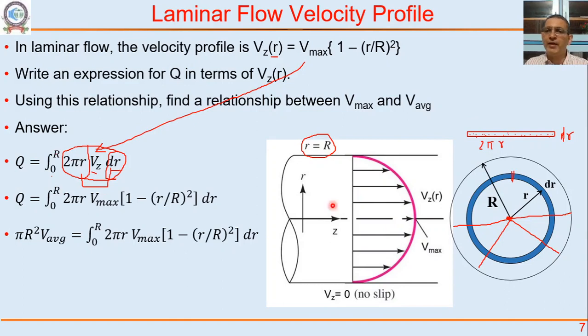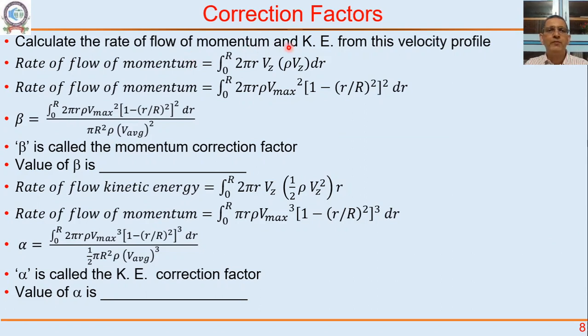Just like we have written the flow rate, can we write momentum per unit volume going into this control volume? Momentum per unit volume going into this control volume would be rho into Vz, and the volumetric flow rate would be 2 pi r dr into Vz. So now let's go forward. Now the rate of flow of momentum is integral 0 to R of 2 pi r Vz rho Vz in that differential element, and then we can replace Vz in terms of V max and (1 minus r by R) the whole square. So we can evaluate this expression.